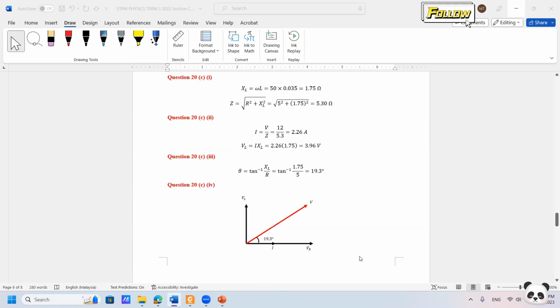And the last one is the phasor diagram of the circuit. This should be a common one, where the voltage of the inductor is leading the voltage of the resistor. So the angle here is 19.3 degrees, which refers to the phase angle of the voltage in the circuit.